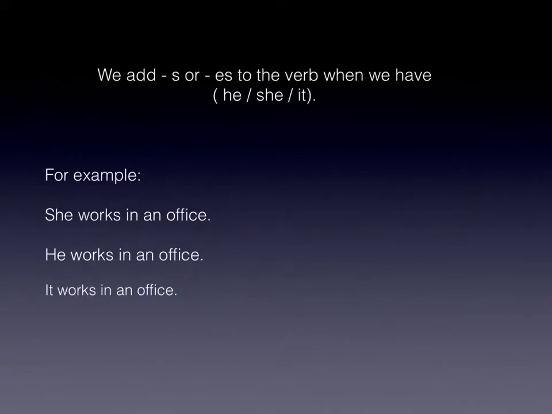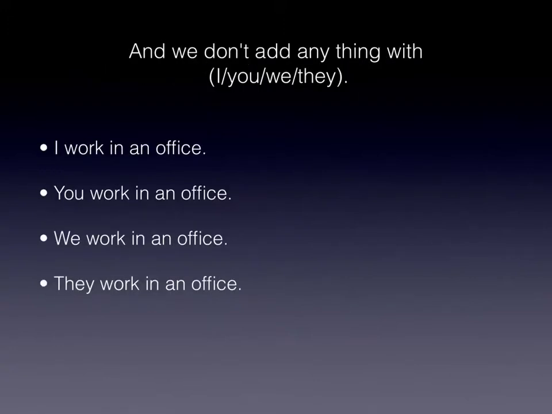We add s or es to the verb when we have she, he, or it. For example, she works in an office. He works in an office. It works in an office. And we don't add anything with I, you, we, and they.